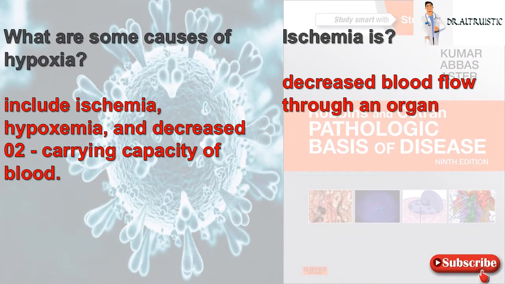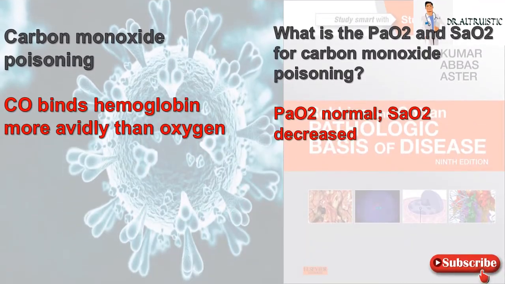What are some causes of hypoxia? They include ischemia, hypoxemia, and decreased O2 carrying capacity of the blood. Ischemia is decreased blood flow through an organ. Carbon monoxide poisoning: CO binds hemoglobin more avidly than oxygen. What is the PAO2 and SaO2 for carbon monoxide poisoning? PAO2 normal, SaO2 decreased.